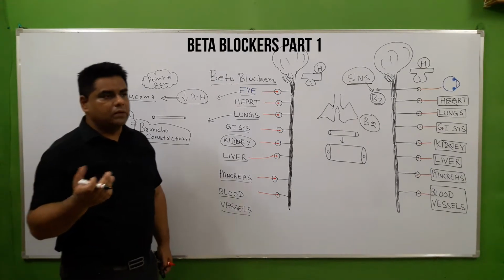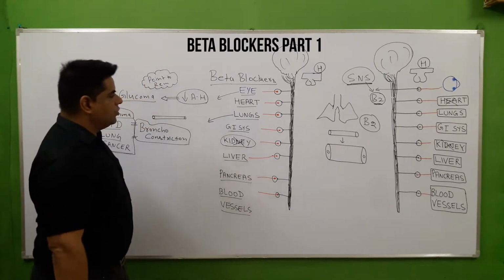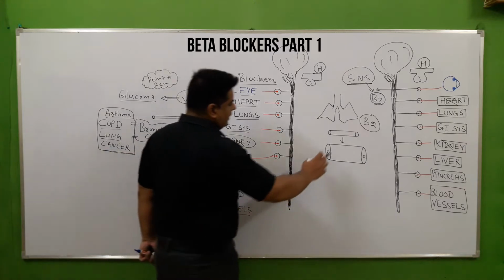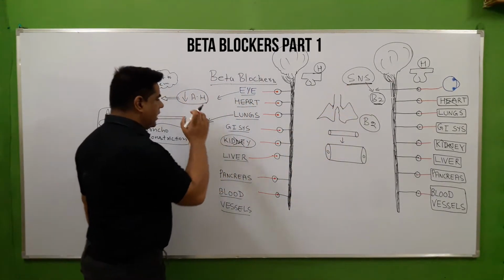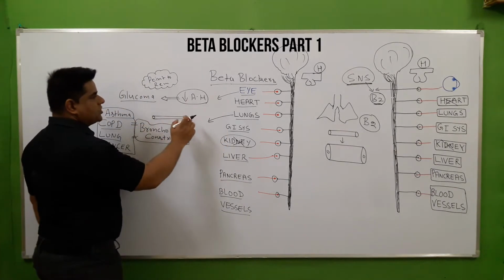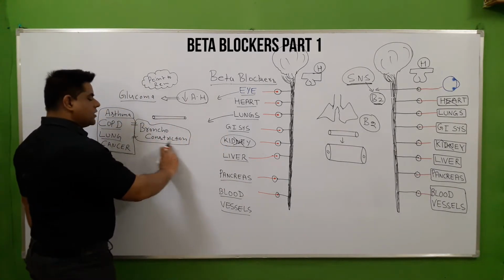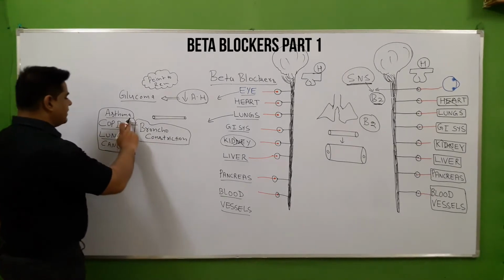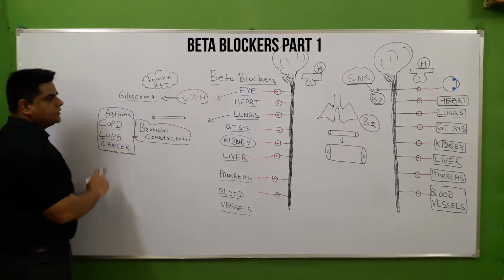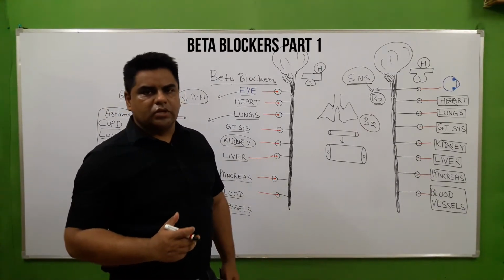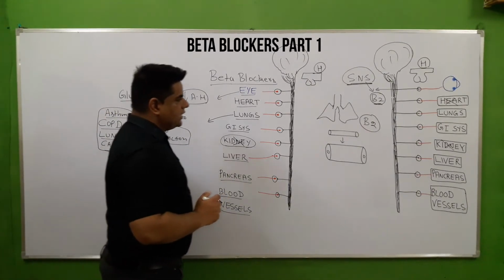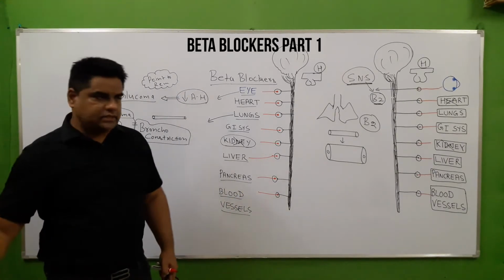Ladies and gentlemen, my dear students, we learned that whenever there is sympathetic activity, the lungs hyperventilate, and after administration of beta blockers, bronchoconstriction will occur, which is very harmful for patients with COPD, asthma, etc. So after the lungs, then comes our GI system.